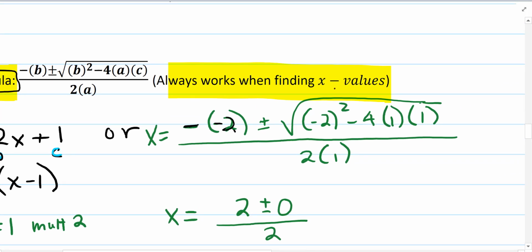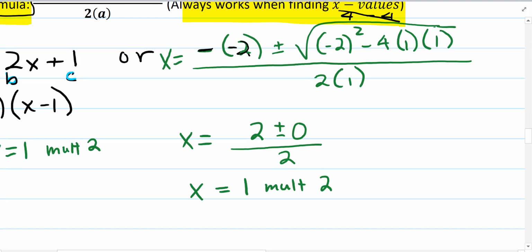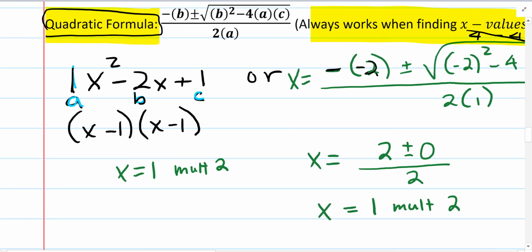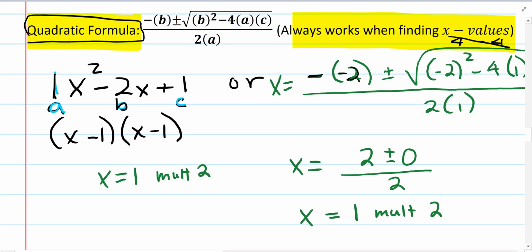Negative 2 squared is 4. Subtract 4 times 1 times 1, which is 4. So all of this cancels to 0. The opposite of negative 2 is positive 2. So we have 2 plus or minus 0 over 2, which simplifies to x is equal to 1. But remember, there's still a multiplicity of 2, and this is why.